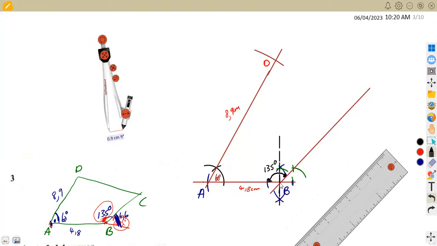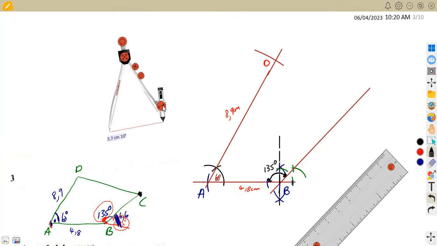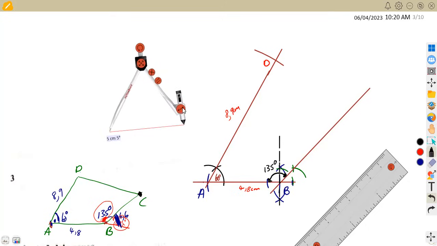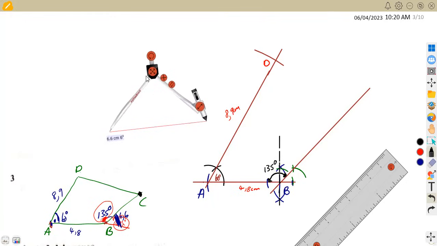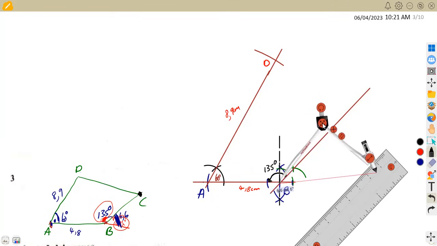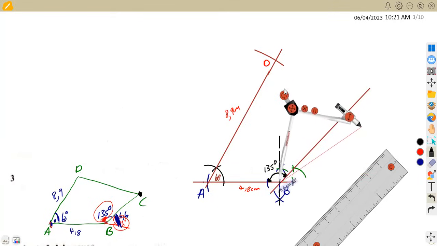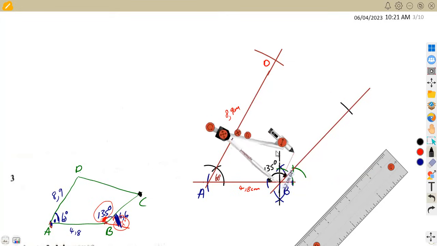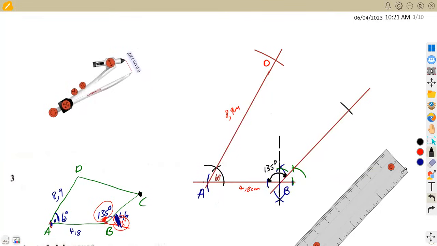And also to note that from point B to point C, we have the distance 6.6. So if we measure 6.6 on our ruler, let me just show you. Let's just say this is our 6.6. So at this point B, on this line, you mark the 6.6 centimeters like this. Okay, so by marking the 6.6 centimeters, that means this is our point C, which is 6.6 centimeters from B.